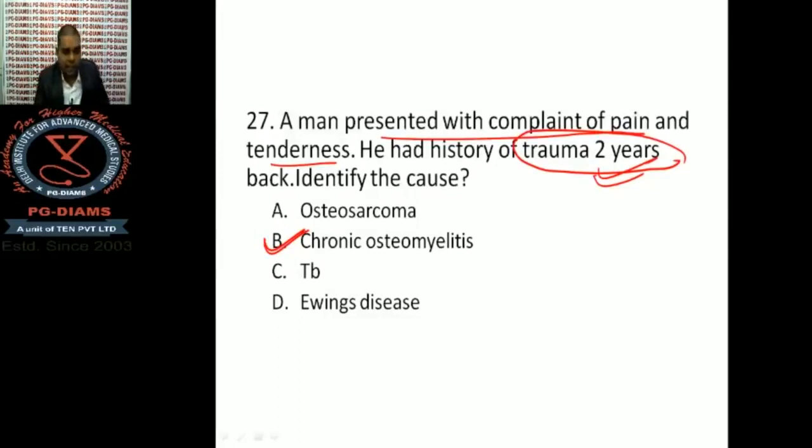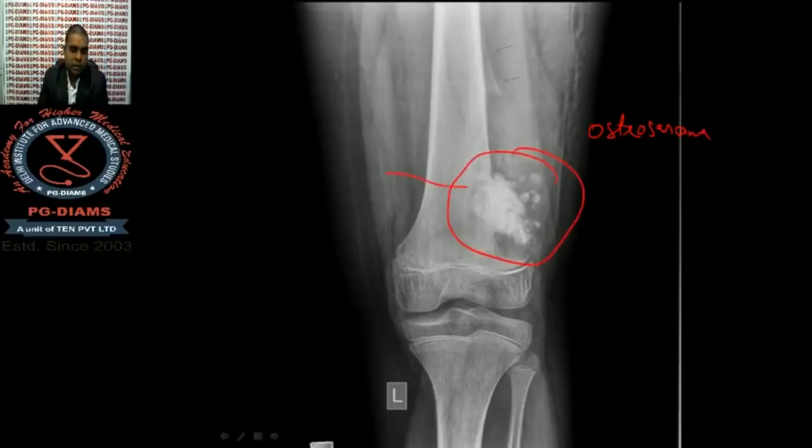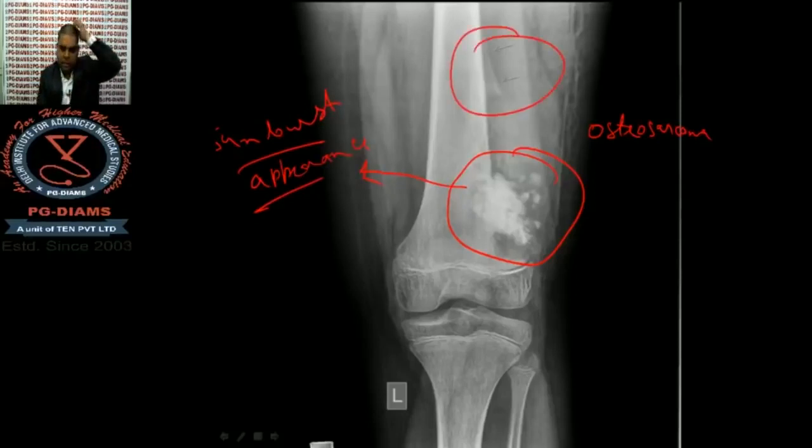Now, you may ask why it is not suggestive of TB, because TB might also look like this. For that, let's go through all the options and the X-rays that may appear in all the options one by one. First, this is the diagram suggestive of osteosarcoma. This part is suggestive of sunburst appearance, and there is this characteristic angle which is also present in osteosarcoma.